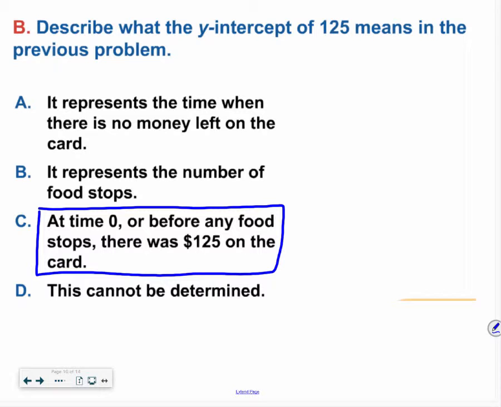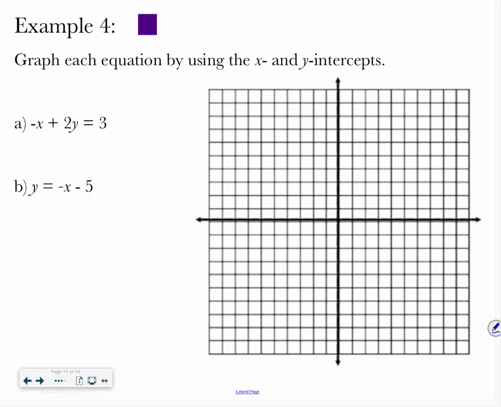Let's jump into our next example, example 4. All right, we want to graph each equation by using x and y intercepts. So the way that we are going to do that, there's a trick. When it's in standard form, what you can do is plug 0 in.